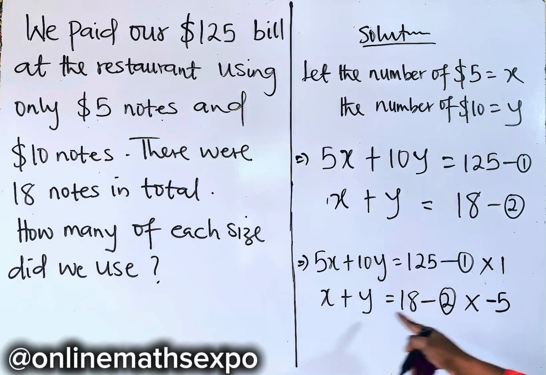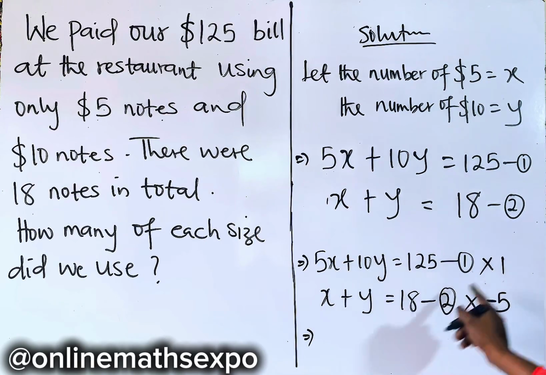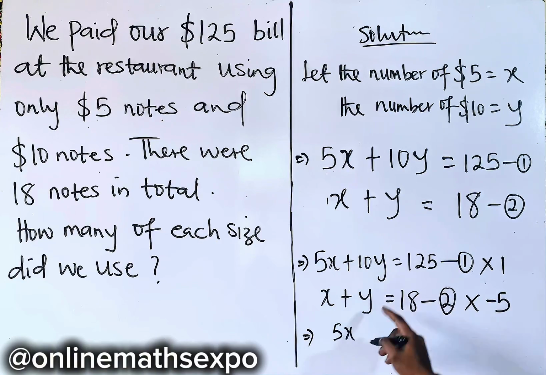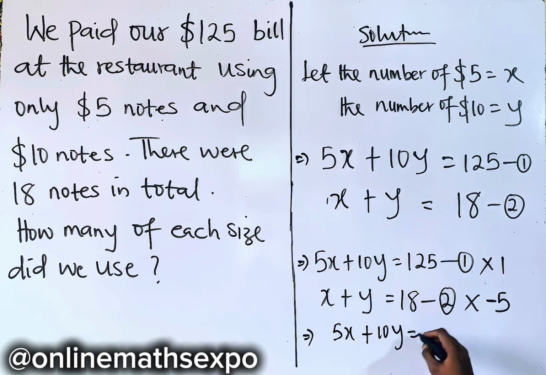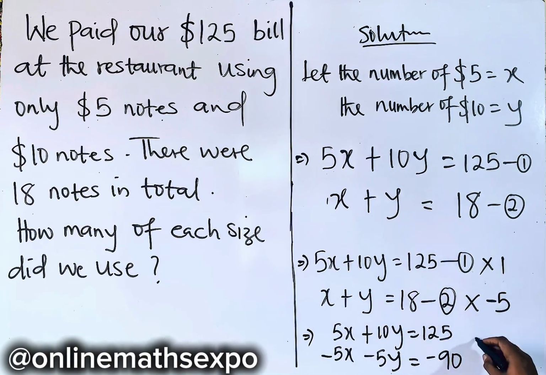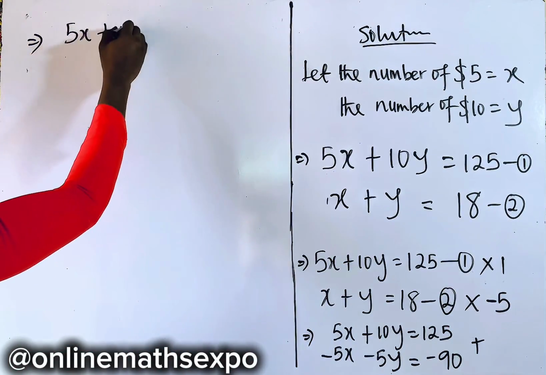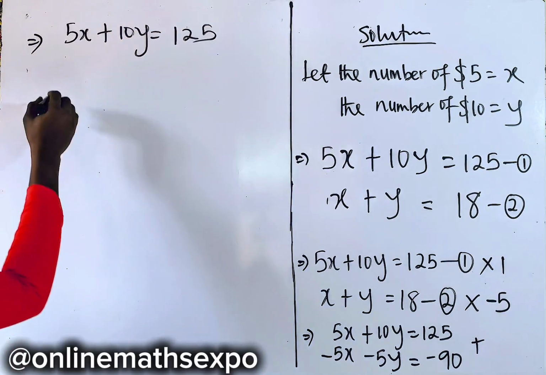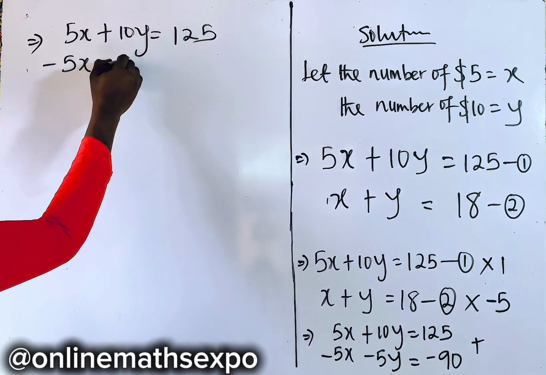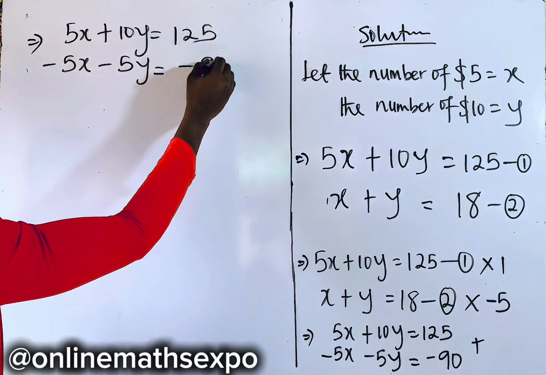So to do that, we multiply through. This gives us 5X, this gives us 10Y, and we have 125. Multiply this with -5, we have -5X. Multiply this, we have -5Y. Multiply this, it gives us -90. So what do we do? We add the 2 equations. Let's repeat that equation, please. This is what we have: 5X plus 10Y equals 125, and then we have -5X minus 5Y is equal to -90.